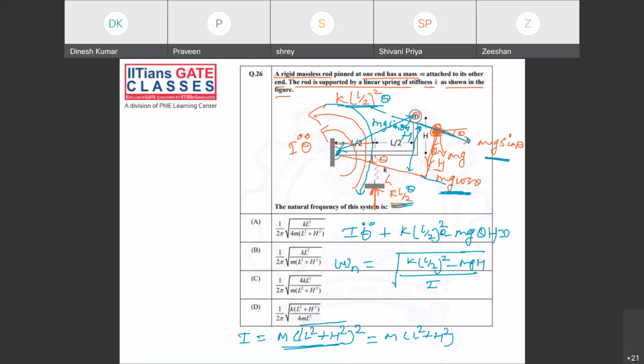Now substitute here in this formula. What happened? If you see the answers, M L square plus h square, guys. Now here look, in the given answer, none of these options is available. So what do we have to do? Can anyone tell what we have to do? We have to neglect gravity. Everyone, is it clear?